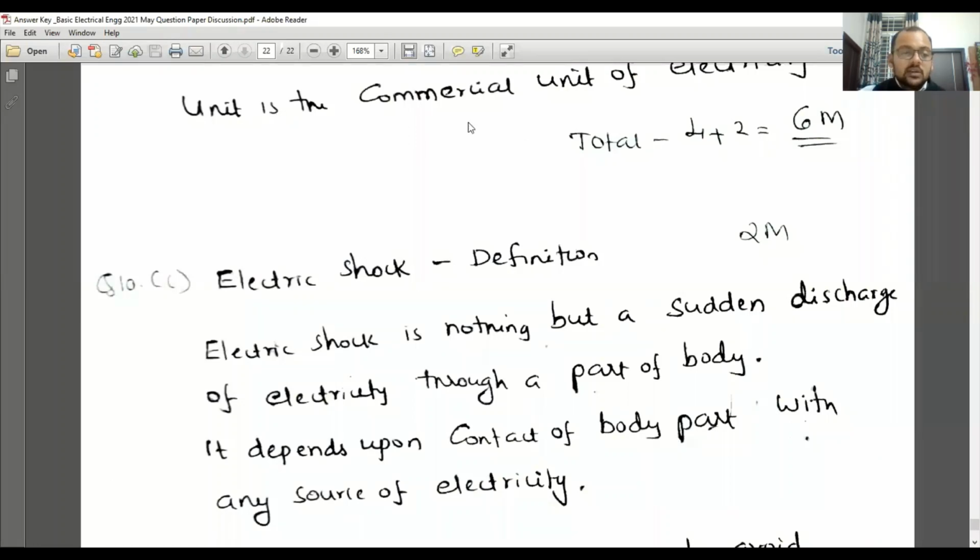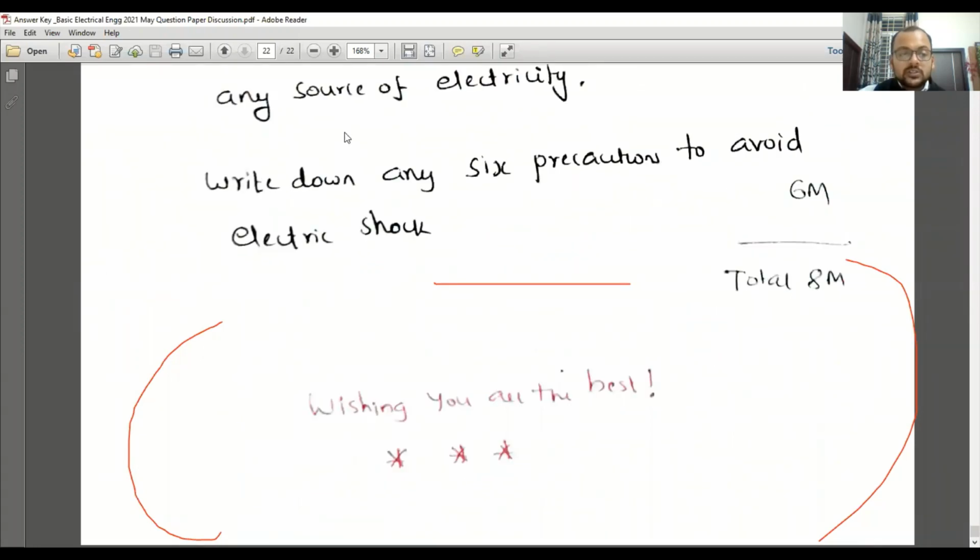See, for the electric shock definition, you will be getting 2 marks. There are different definitions available. I am not saying that you have to follow the same definition. Whichever you are comfortable with, you can go ahead. Write down any 6 precautions to avoid the electric shock.